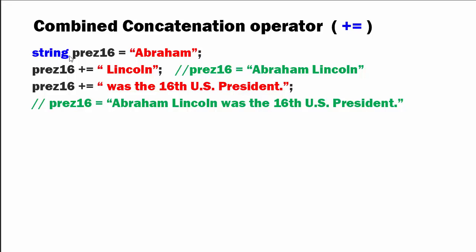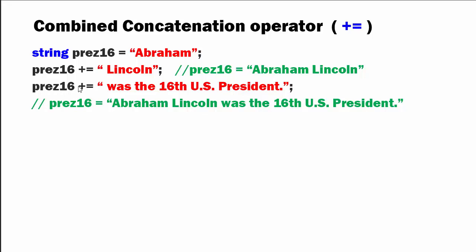So say we had a variable called pres16, which was a string value, and we assigned the value of Abraham to it. I can then take the variable pres16 and use the plus equals, and after that assign space Lincoln, and that appends this value to the existing value of the variable. So now pres16 would equal Abraham space Lincoln.